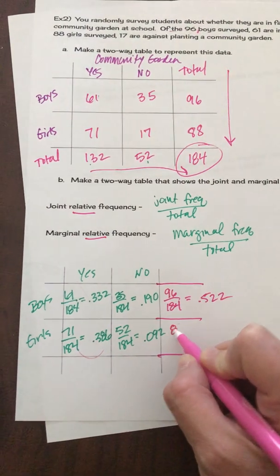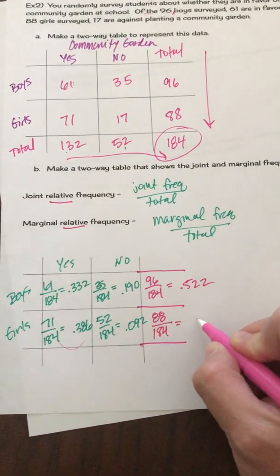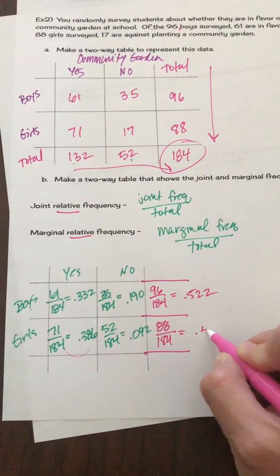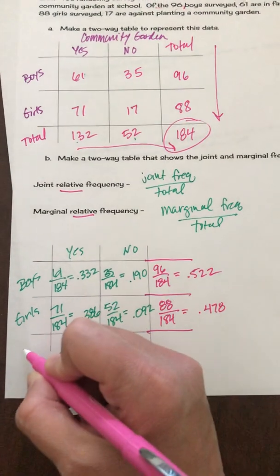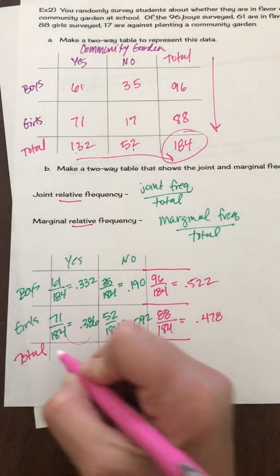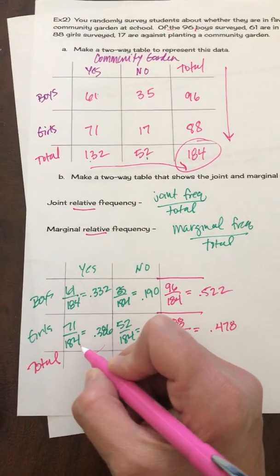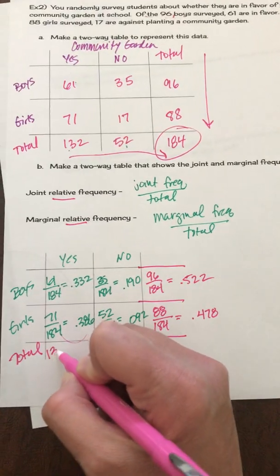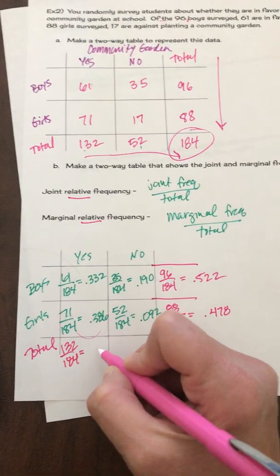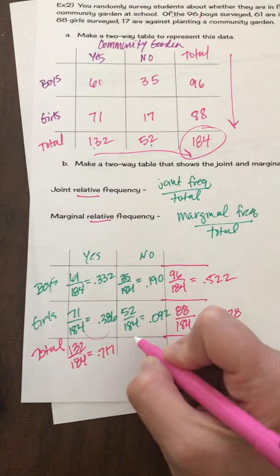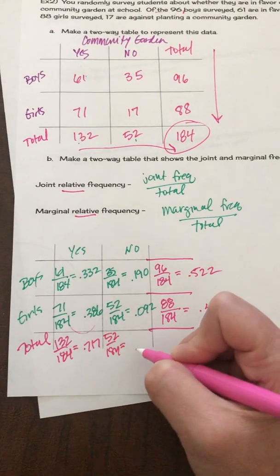So for this one, I would take 88, because that's the total of girls, over 184, and I would get 0.478. And then over here for yes, basically for those who agree with the community garden, I would take 132 divided by 184 and get 0.717. And then for this one, I would take 52 over 184 and get 0.283.